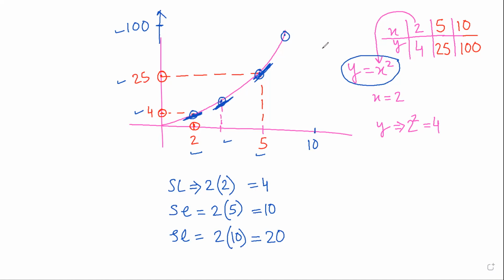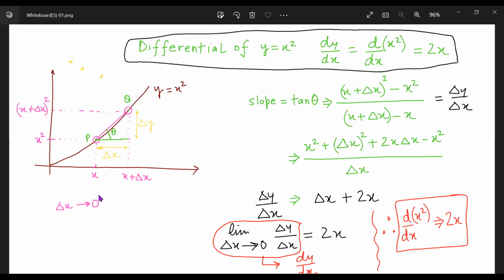So Avantika, this is basically the gist of what differentiation is about. Differentiation helps us to find the slope of the curve at any point that I want. Is it making sense?